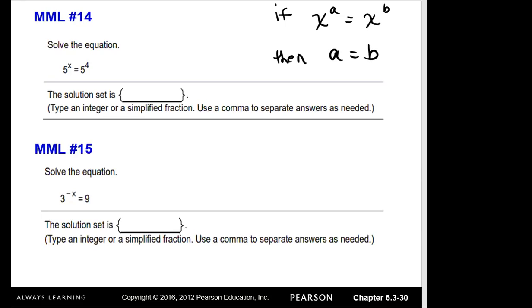And when I look at this problem, I've got a 5 to the x equals a 5 to the 4. So x has to equal 4. And my math lab just wants a solution set. So all you're going to stick inside here is the number 4. That's it.